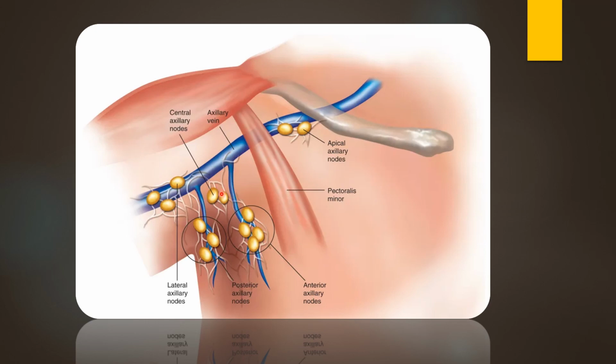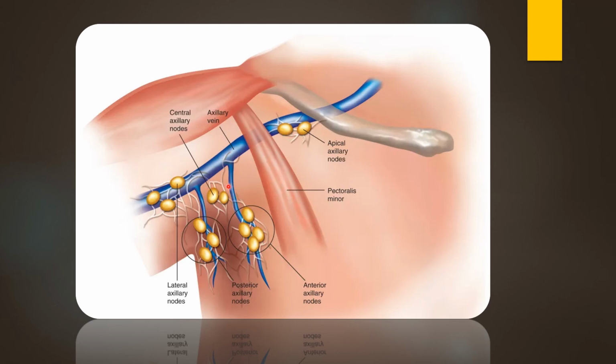Then the next one is the central axillary lymph nodes. Central axillary lymph nodes are situated in the base of the axilla. They are surrounded by a large amount of fat, and they receive afferent lymphatics from the above 3 groups. That is, they receive afferents from the anterior, posterior, and lateral axillary lymph nodes. The efferent vessels from this group go to the apical axillary lymph nodes.